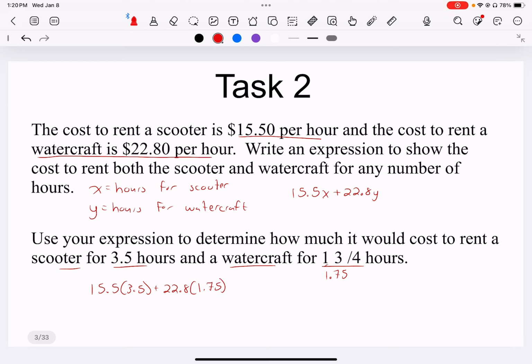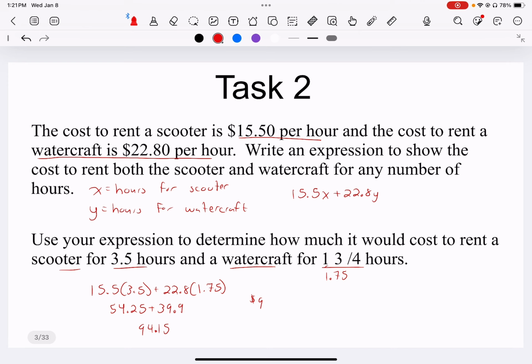Now to simplify, I do my order of operations first. 15.5 times 3.5 is 54.25, and the 22.80 times 1.75 is 39.9. And when I add those two numbers together, I have 94.15. So it costs a total of $94.15 to rent the scooter for 3.5 hours and the watercraft for 1 3/4 hours.